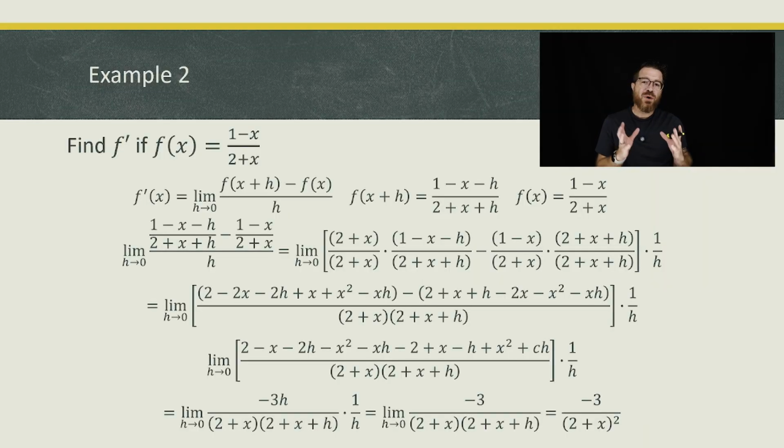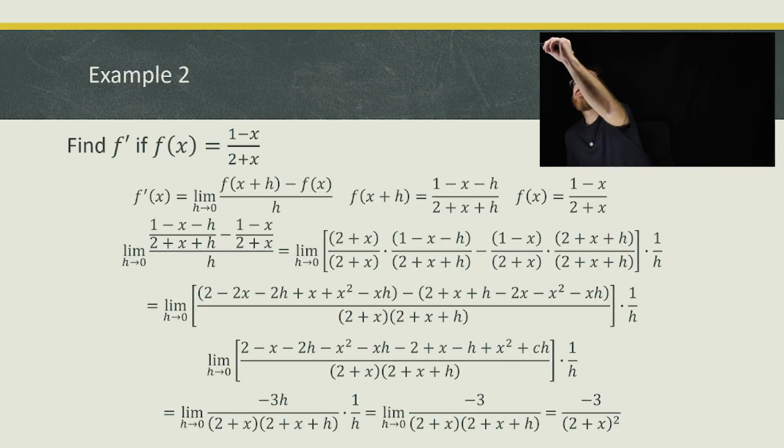Now let's do a slightly more complicated example. Let's say that we have the function f of x is equal to 1 minus x divided by 2 plus x. So we have this function and we want to find our derivative. So as always, we're going to be using the fact, I'm going to write it down here, so I'll just continue on with it. We're going to take the limit as h goes to 0 of f of x plus h minus f of x divided by h.